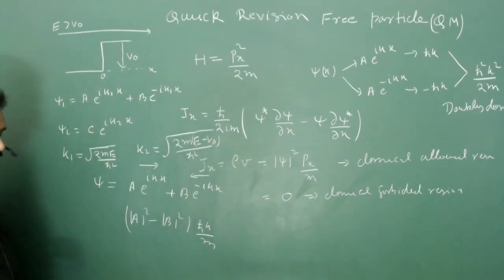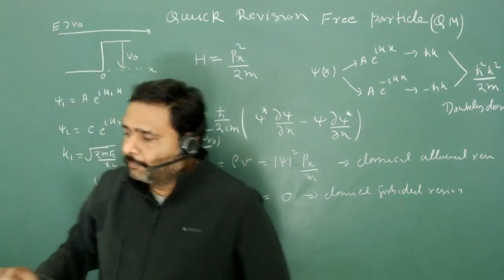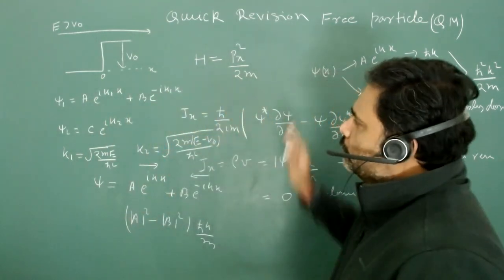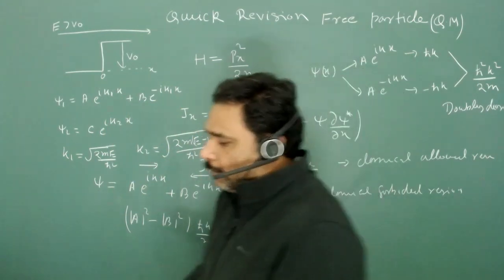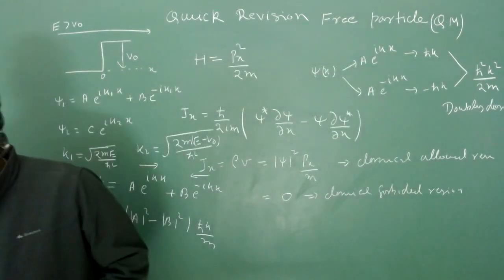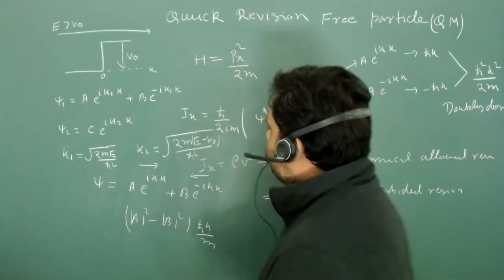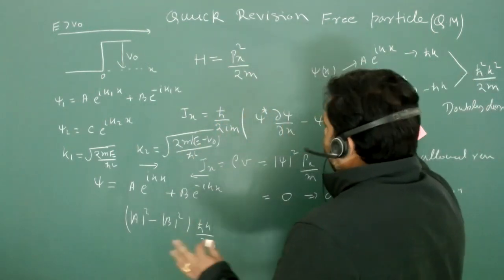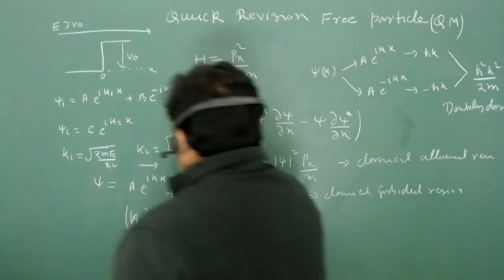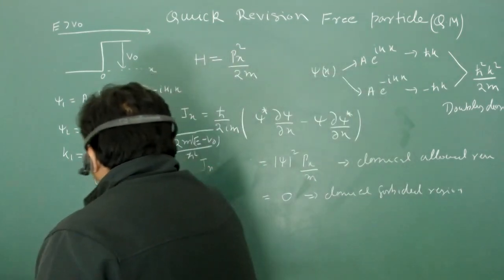So you should always keep in mind how your wave function is going to travel in this particular setup. You should also remember one very important formula: the reflection coefficient as well as the transmission coefficient, and the relationship between the reflection and transmission coefficients. So we can use this particular relation.